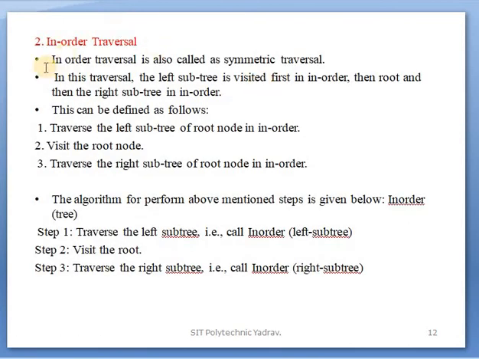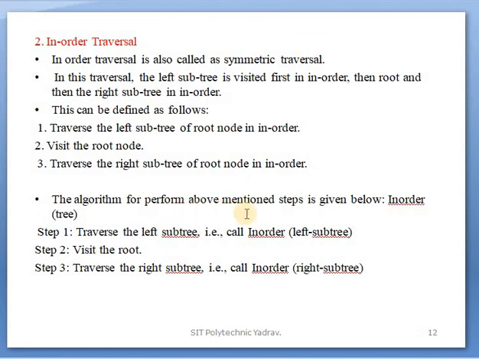Okay, next, in order traversal. In order traversal is also called symmetric traversal. In this traversal, the left subtree is visited first in order, then the root, and then the right subtree in order. This can be defined as follows: traverse the left subtree of the root node in order, visit the root node, and after that, traverse the right subtree of the root node in order.